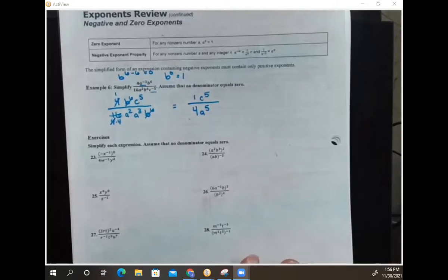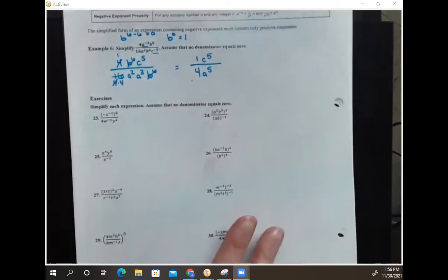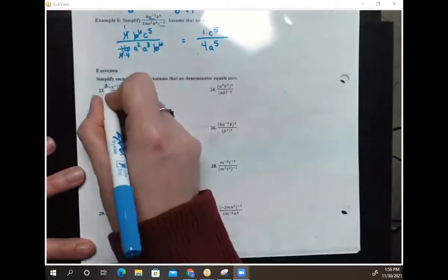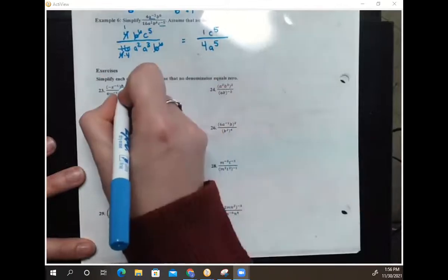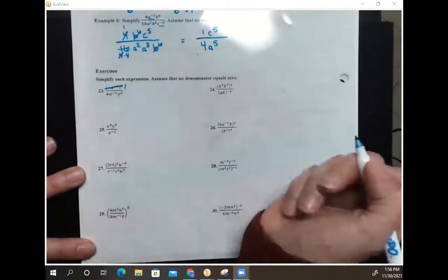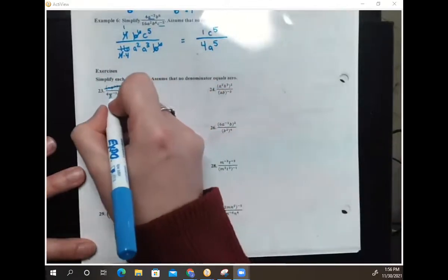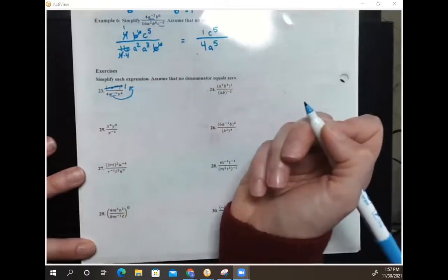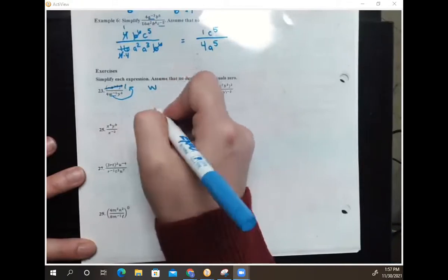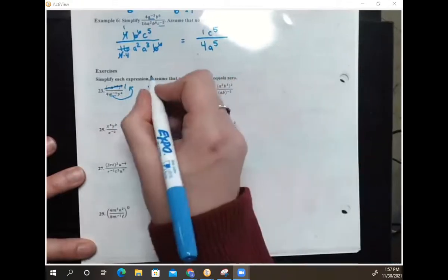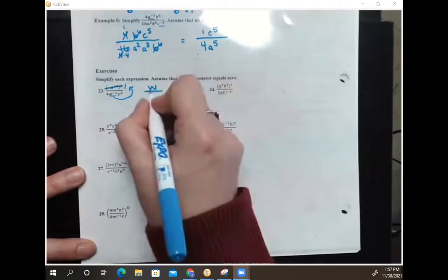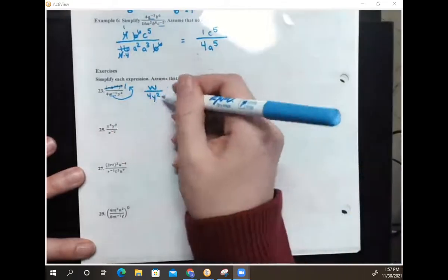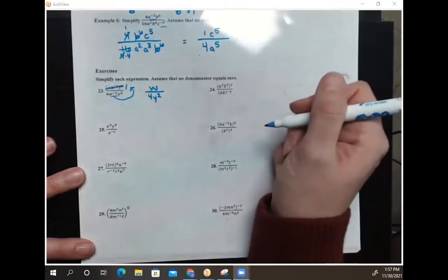Let's take a look at a few more examples here at the bottom of page 12. Number 23, on top, this is all to the 0 power. So on top, this just simplifies to 1. On the bottom, I've got a negative exponent, so I want to move that to the other part of the fraction. So I would have w to the first, or just w on top. On the bottom, 4y squared. There, I have no like terms to combine. There's nothing else I need to simplify there.